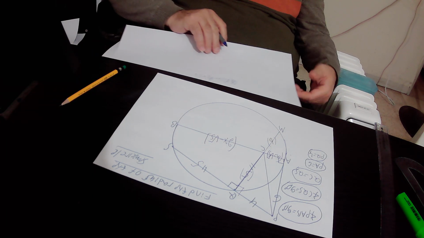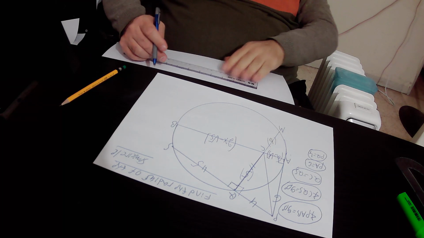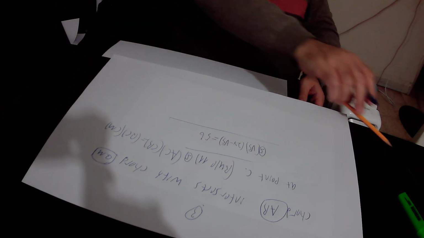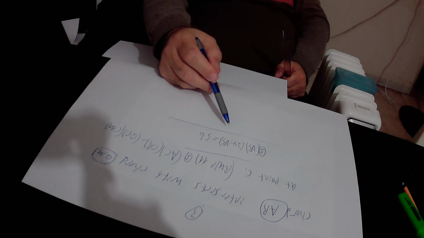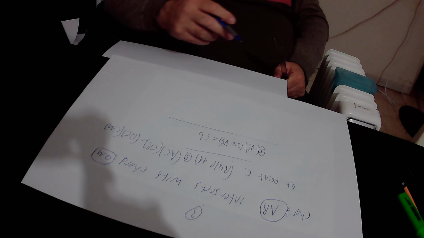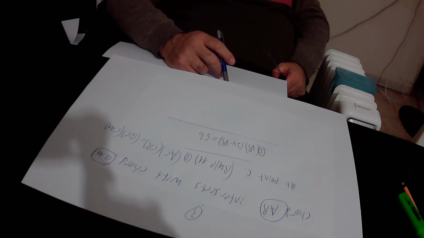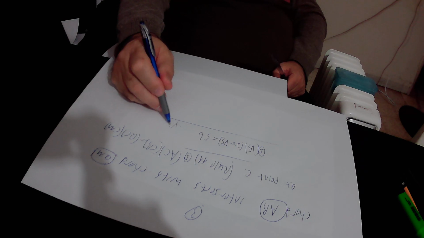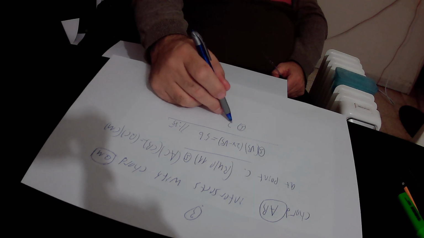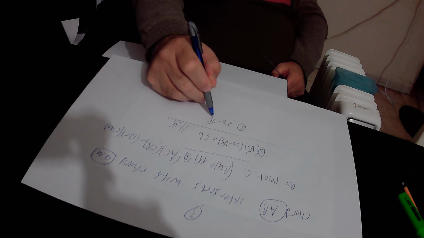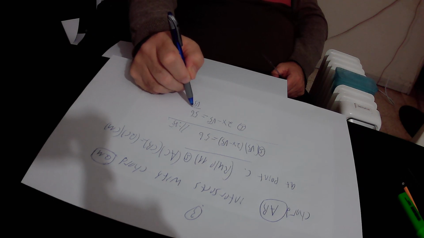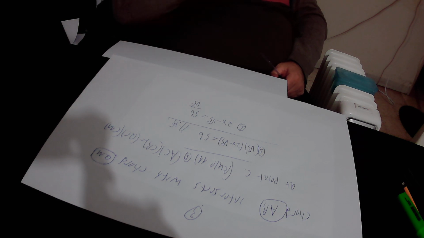In conclusion, we found out that according to equation number 1, square root of 5 times 2x minus square root of 5 equals 5b. Here we divide equation number 1 by square root of 5, and we get that 2x minus square root of 5 is equal to 5b over square root of 5.